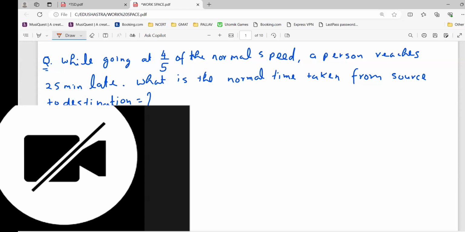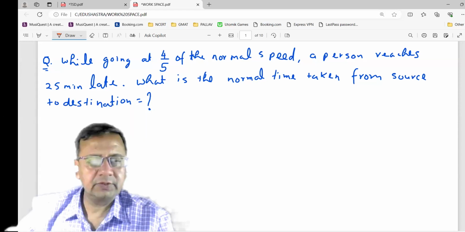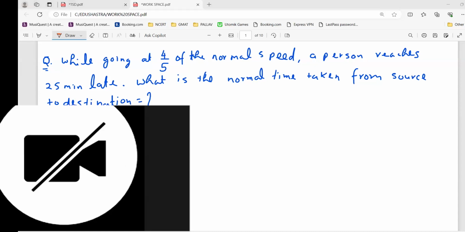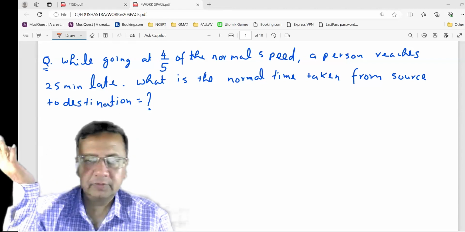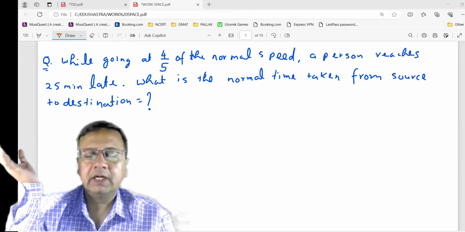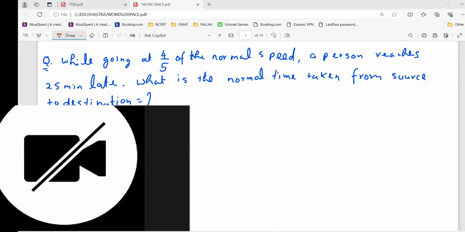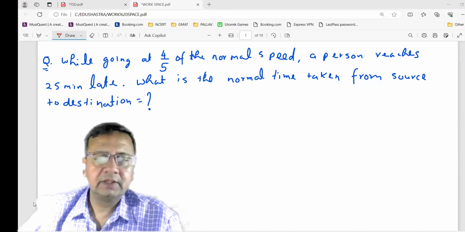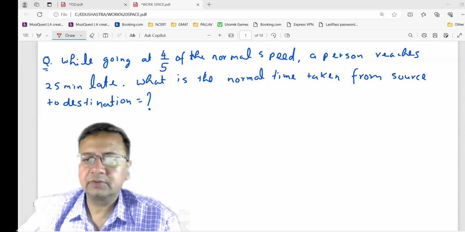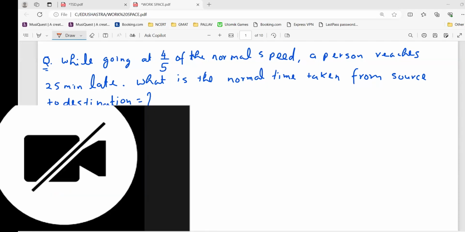It was 20. Okay, how is this 20? Actually, I just did 4 by 5 into 25, I just divided 25 by 5 and then multiplied it by 4. Like 4 into 5 gives me 20. No, no. See, this 4 by 5 is the speed and 25 is the time. So these two things are different, right?